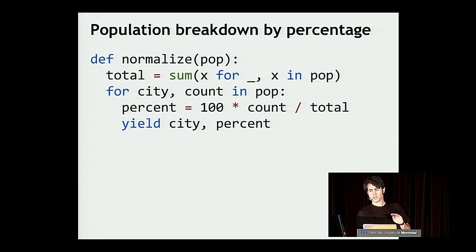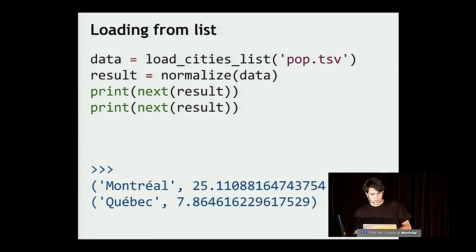It takes each population for each city. It divides it by the total. That's the percentage that city has of the total population. And then it yields that city name and the percentage of that city is of the total population. So now I can run this. Here it is. You can see that Montreal is 25% of the population. Quebec City is about 8%.